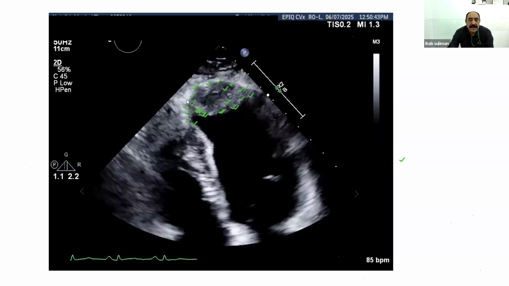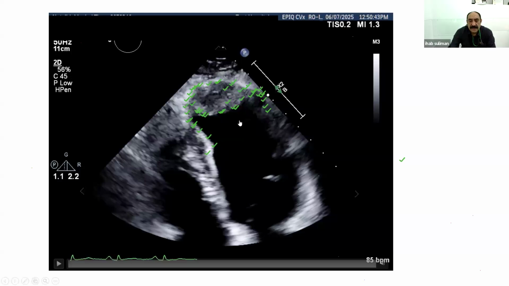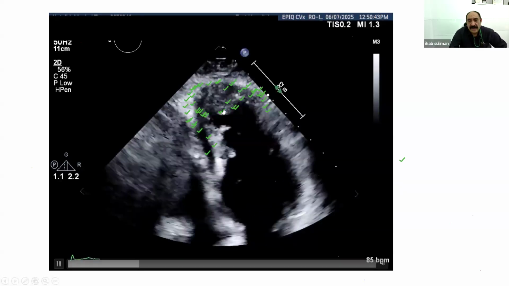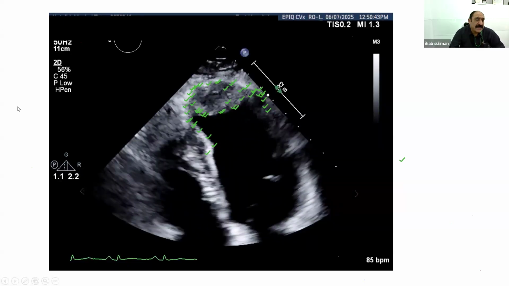So this is the aneurysmal apex of the heart, and this is the area of infarction. This is a patient who has an LV clot and a dyskinetic anterior apical wall due to late presentation of his MI. His ejection fraction is now about 35%.